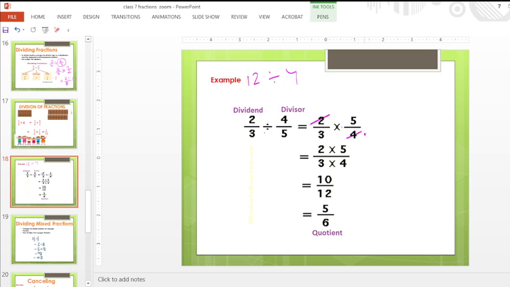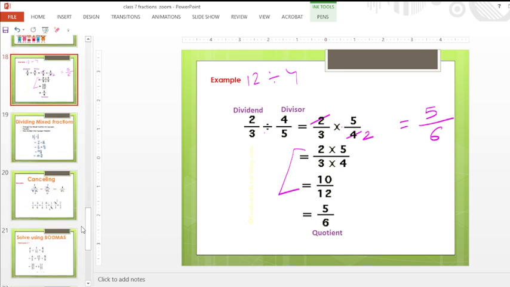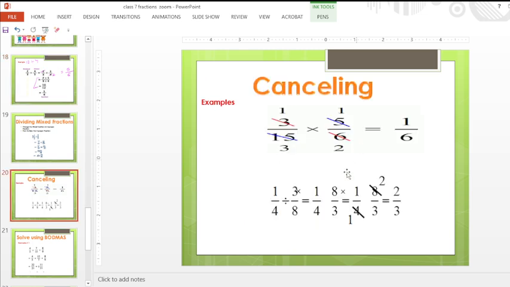Now see, is anything cutting? Yes, see, 2, nothing else. So directly it is 5 upon 6. See, why do these steps? Then again you're cutting, dividing here. So it's better you cut and find the answer. Okay. Next is cancelling. The same example earlier I did without cancelling, and this is how you have cancelled. I have already shown you.